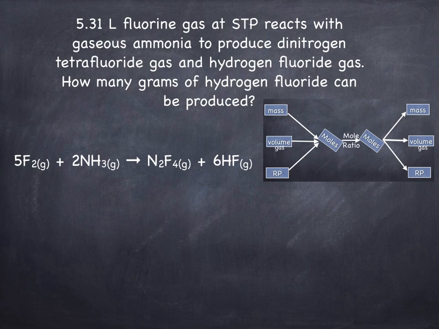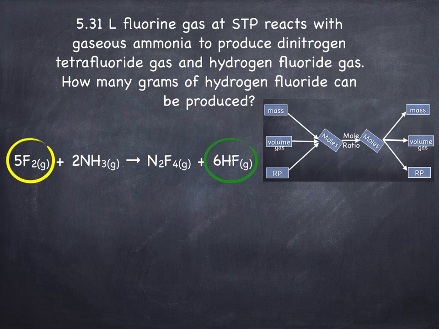So we're going to start with our knowns and our unknowns. We know we have 5.31 liters of fluorine gas. That makes F2 our known. And we are trying to figure out how many grams of hydrogen fluoride is going to be produced, or hydrofluoric acid. So that is your unknown.